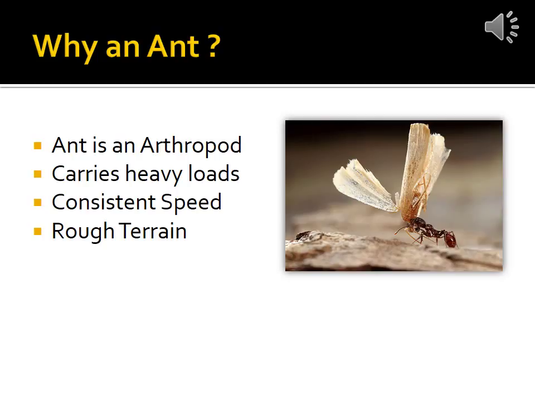An ant is an arthropod. Arthropods are animals which have segmented bodies with exoskeletons, which makes them pretty robust. This allows them to carry heavy loads at consistent speeds over rough terrain. As you can see, that itself inspires the idea of building a robot which imitates them.